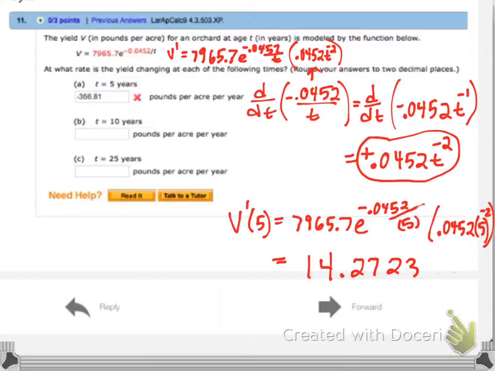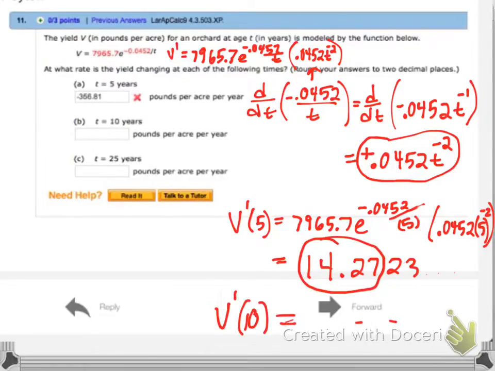So you just go for the 14.27ish, and then for the others, like I said, you just put in the 10, 25, etc. in for that t, replacing the 5 that you see here. Okay. Let me know if you have other questions, but that should do the trick.